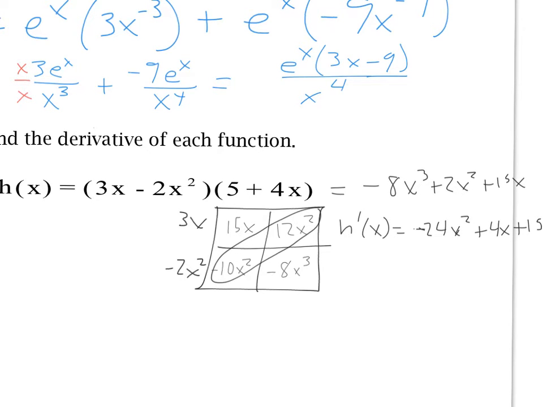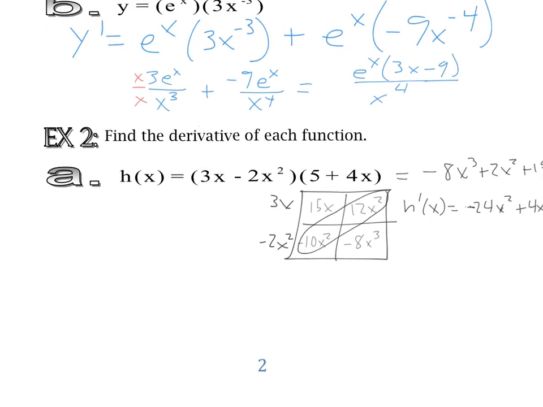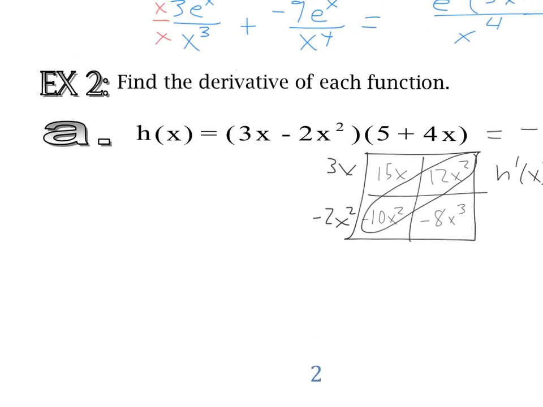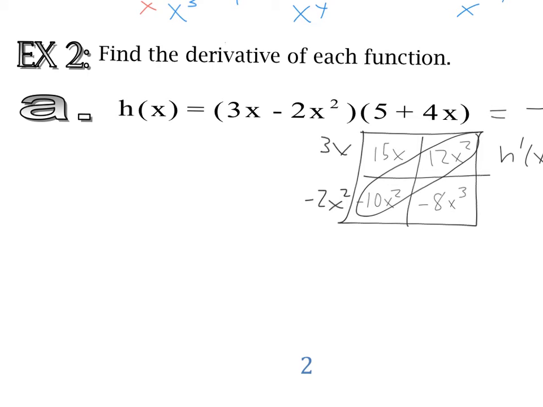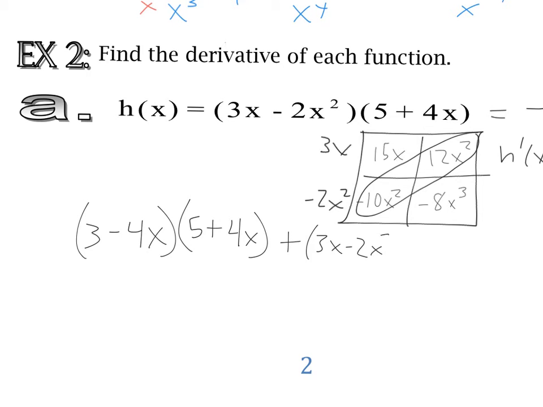Okay, I think that was pretty easy, but just to show you, in case you didn't know that, we could still use the product rule. So let's go ahead and give that a try. We're going to do the derivative of the first. I'm going to use parentheses to keep this all organized. So the derivative of the first, that would just be 3 minus 4x times the second, so that'd be 5 plus 4x, plus the first, which is 3x minus 2x squared, times the derivative of the second, which would just be 4.